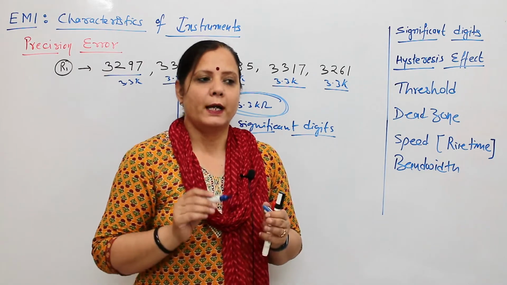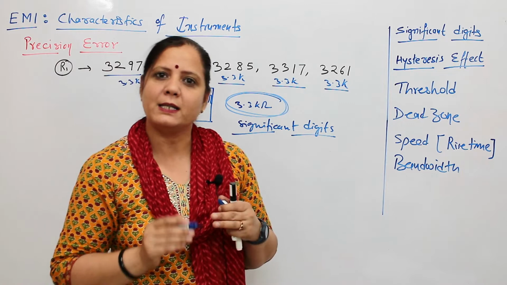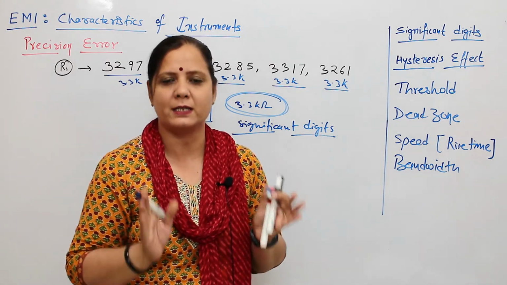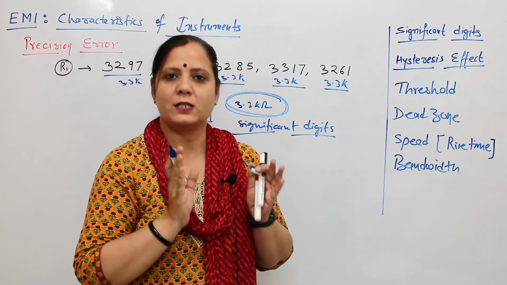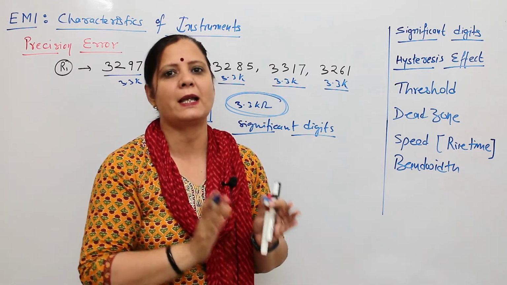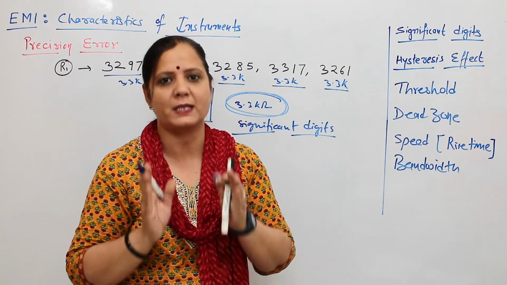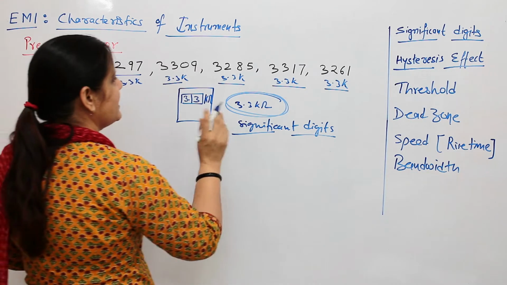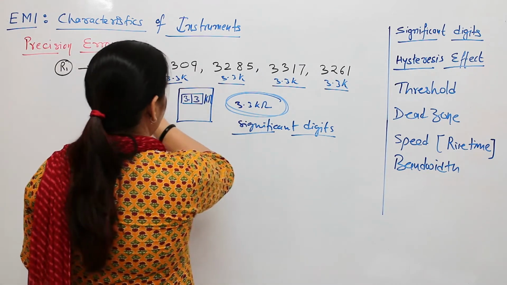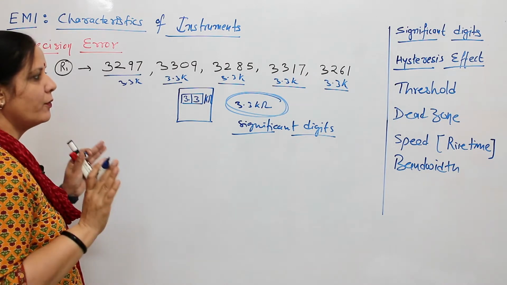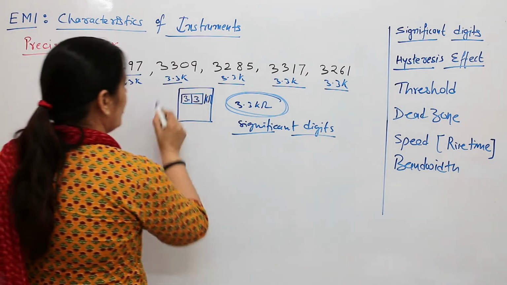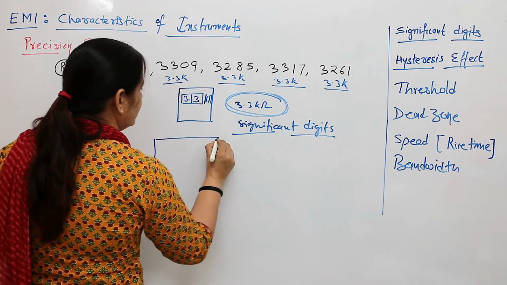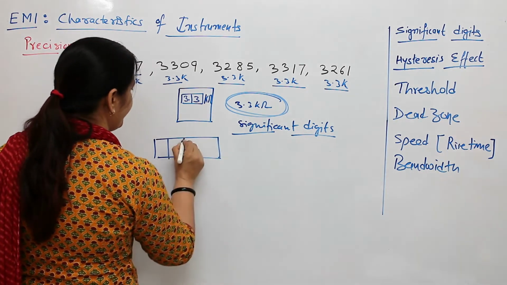Secondly, precision is a function of the number of significant digits. If you have sufficient significant digits, then only can you say that your readings are accurate as well as your instrument is highly precise. So merely having the same reading or high precision does not guarantee that your instrument is very accurate. To overcome this problem, the number of significant digits should be sufficient.